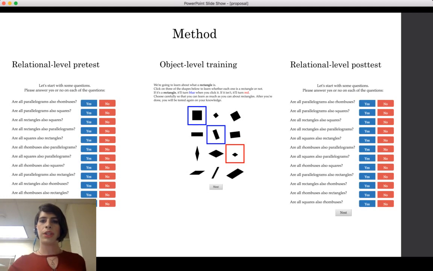So the design was relational pre and post test. The measure of interest here is the improvement on the relational test from pre-test to post-test. And again, for the learning conditions, you can see here that subjects were told which shape they were learning, and they were given 3, and they actually clicked on the 3 shapes one by one, and were told either it was true if it's blue or false if it's red. The baseline condition was shown exactly this image here, but none of them were labeled, so there was no label feedback.